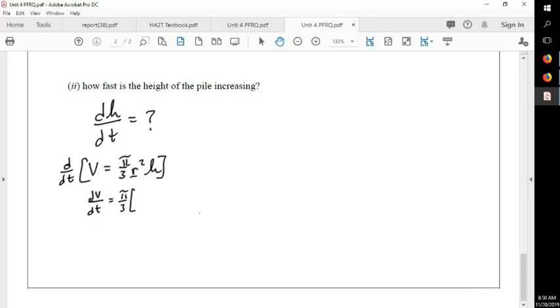Now, what is the derivative of r squared? It is 2r dr dt. And then I'm multiplying that by h, plus, because this is the product rule, we have r squared. It's chilling now. What is the derivative of h? dh dt. That's the one we're looking for. We want it. Okay, so do we know what all these other variables are? Because we have to know all of them if we want to find dh dt.